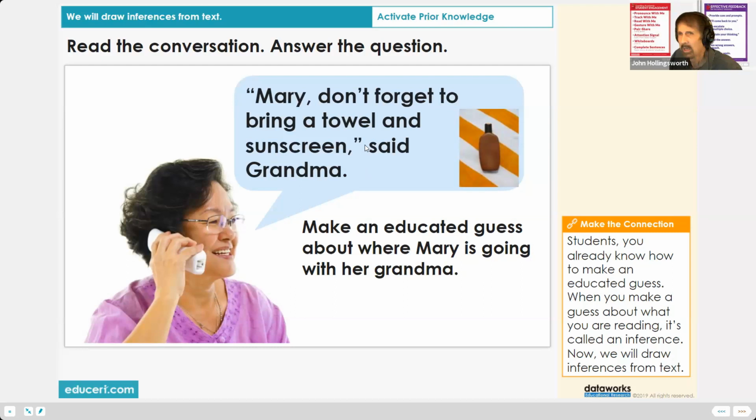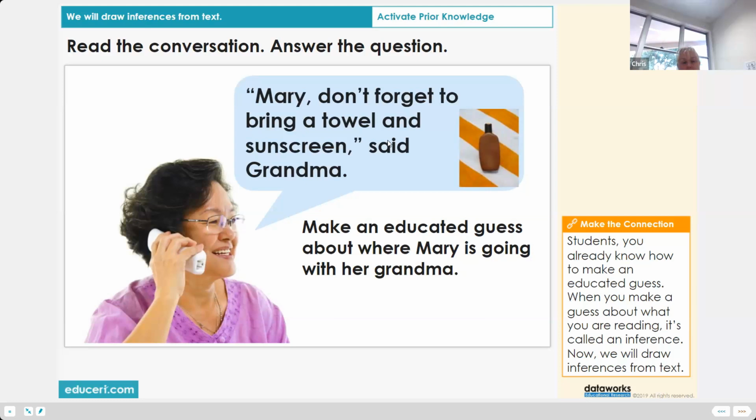Now, usually in tract reading, we're just reading, but we can also use prosody to get the students to read like people. So students, this is someone talking with a quote, so I'm going to raise my voice, pause, and then drop my voice for the last part. Listen how I read it. "Mary, don't forget to bring a towel and sunscreen," said Grandma. So we're going to raise our voice and then drop at the end. Okay, ready, class? Read. "Mary, don't forget a towel and sunscreen," said Grandma.